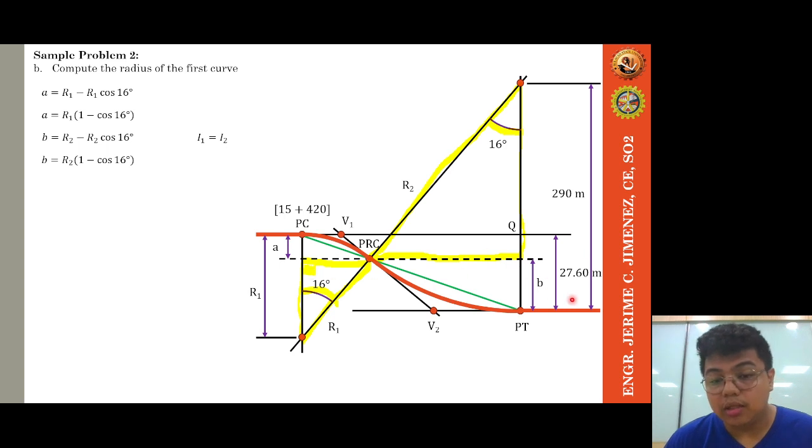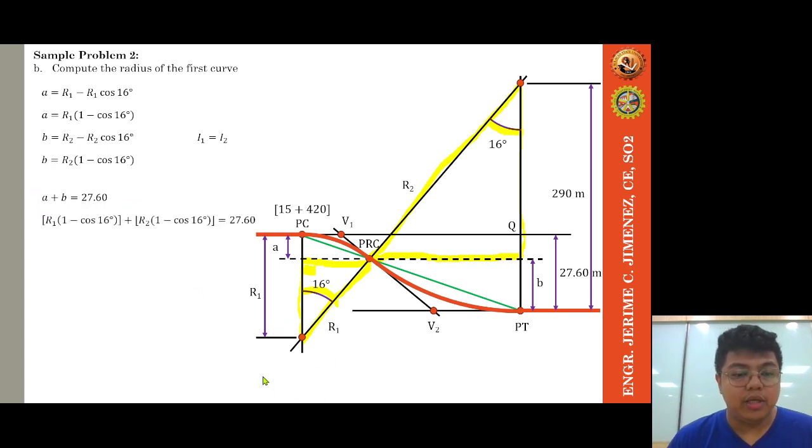So, chinunk lang natin yung 27.6 meters into two distances or two measurements, which is A and B. So, A plus B is equal to 27.6. Okay? Substituting A and B, itong nakuha na natin, na-derive natin na to, sa ating bagong equation na A plus B is equal to 27.6, we have this equation. Factoring out 1 minus cosine 16 degrees, we have the equation R sub 1 plus R sub 2 all multiplied by 1 minus cosine 16 is equal to 27.6.